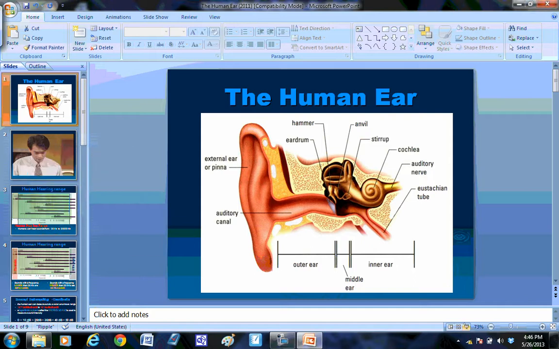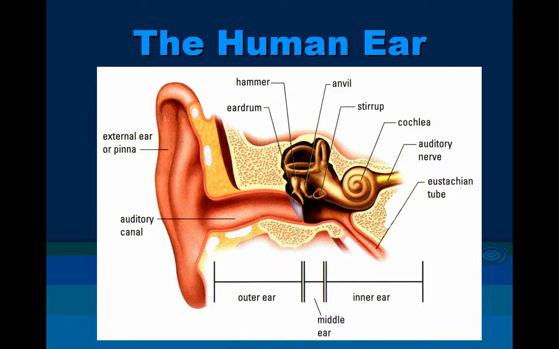Okay, everybody, we're looking at human hearing today. So I just want to review the human ear and its different components. We're going to start by looking at the external ear. This is the pinna, or external ear, which focuses the sound waves into a small auditory canal, which then channels the sound into the eardrum.